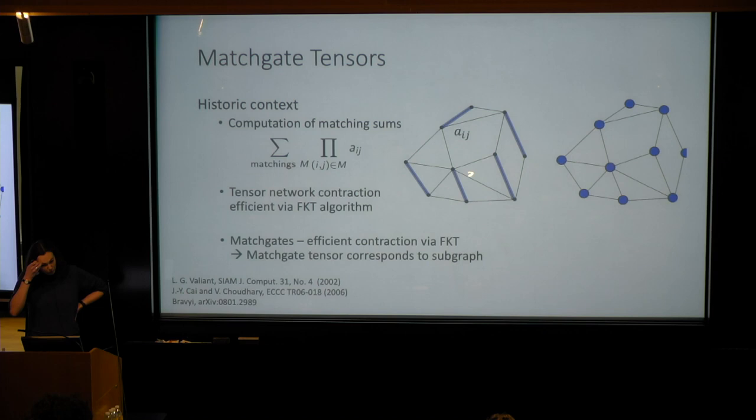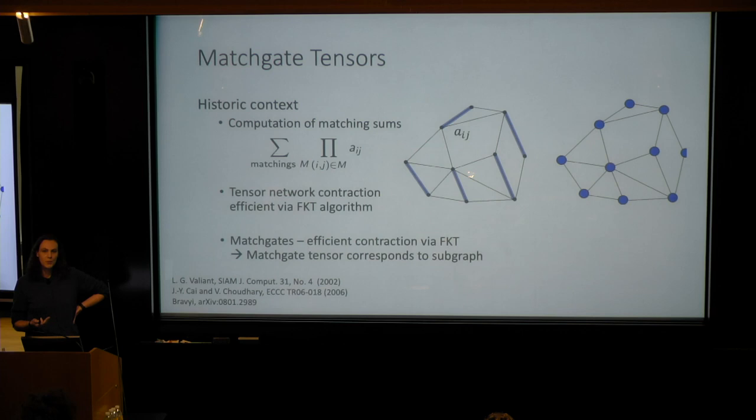So then the question was, if there's a polynomial time algorithm for this two-dimensional tensor network contraction, which, as we have seen in this conference, is in general hard. In general, there's not a polynomial time algorithm to contract a 2D tensor network exactly. So this brought up the question, what exactly are the types of tensors that you can put on a 2D planar graph such that the tensor network contraction can be done with the FKT method? And the answer to this question is match gates.